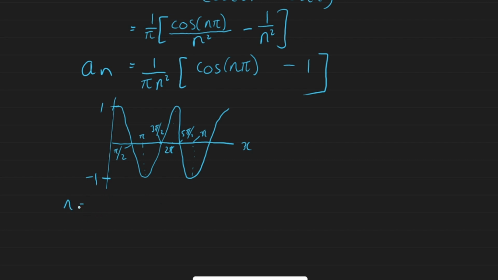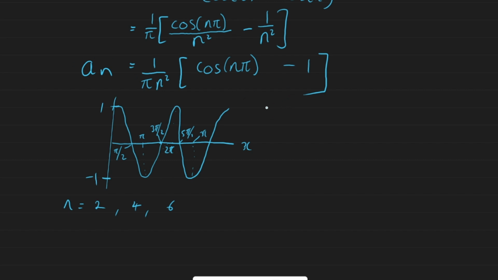Even numbers would be n is equal to 2, 4, 6, etc. So if n is equal to 2, we substitute 2. So it means cos of 2 pi. Cos of 2 pi is equal to 1. So 1 minus 1 is 0. So this entire term is 0.